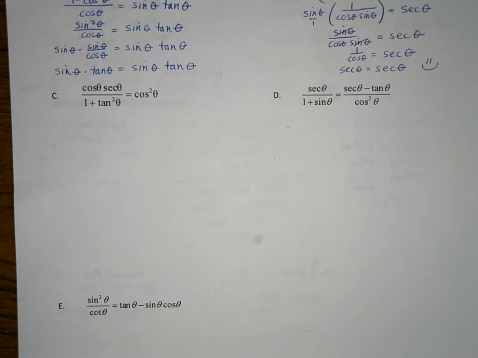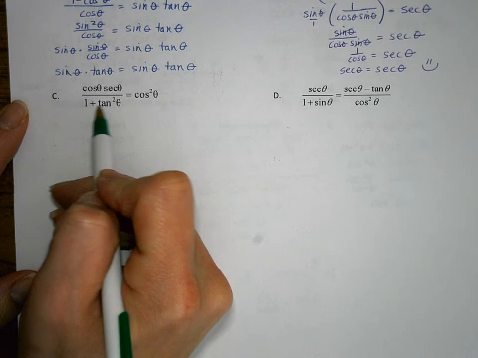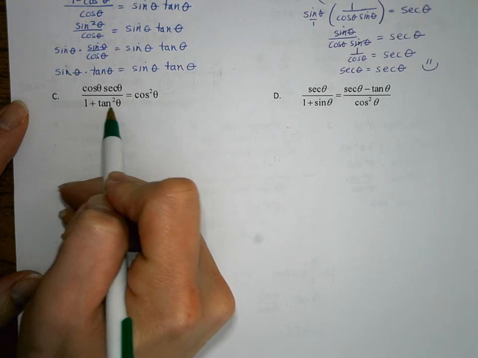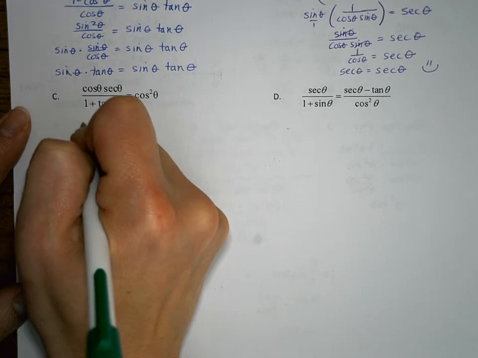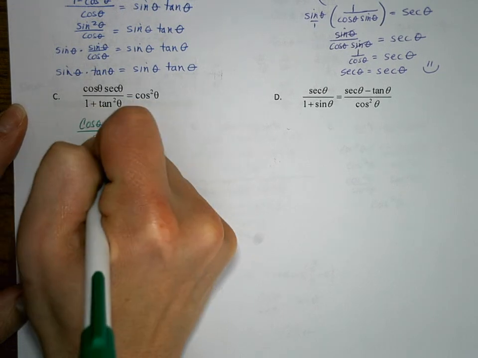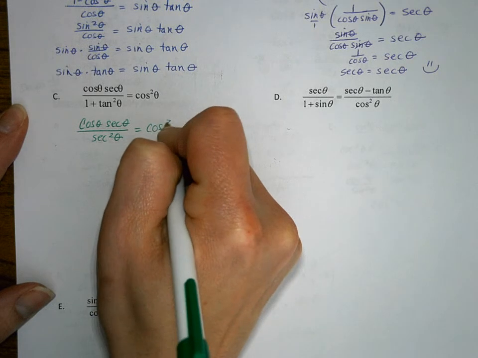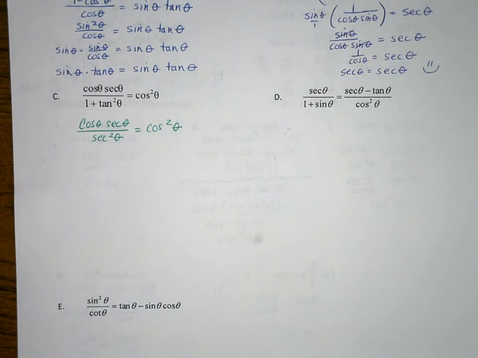Any thoughts? 1 plus tangent squared is... nice catch. Beautiful work. 1 plus tangent squared is on my big 8. 1 plus tangent squared is secant squared. So we have cosine secant over secant squared equals, bring down that right-hand side, never touch it, never change it, just rewriting cosine squared. All right, now what?